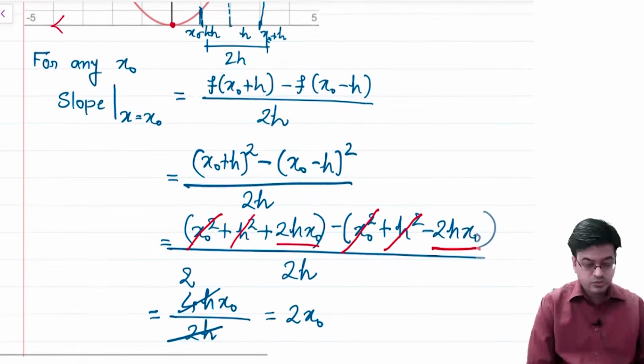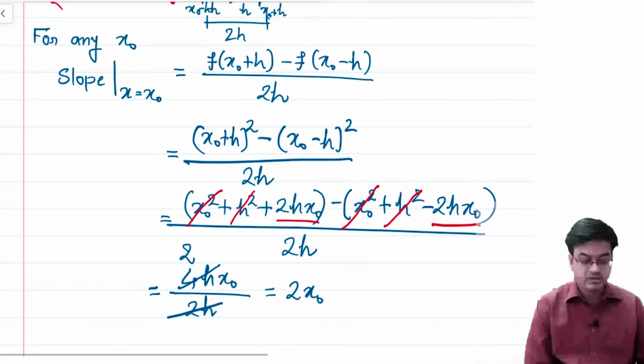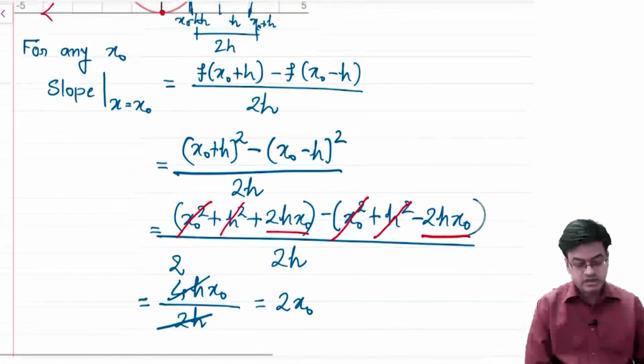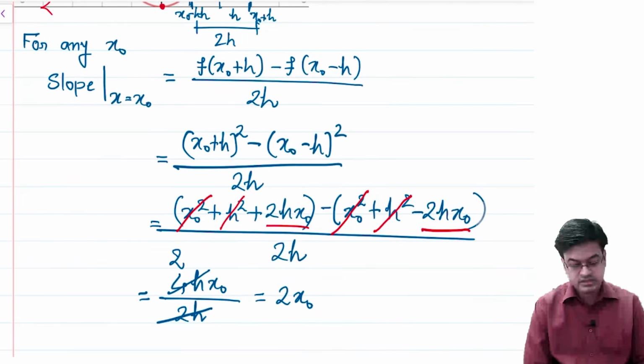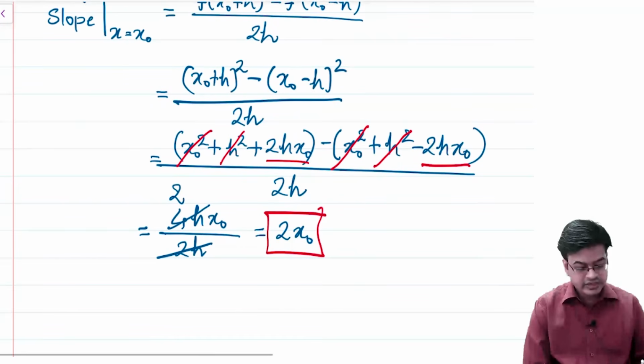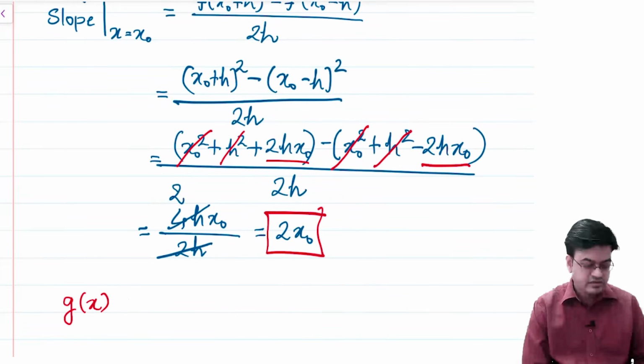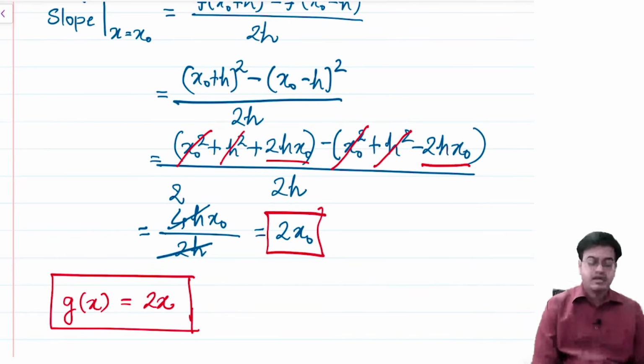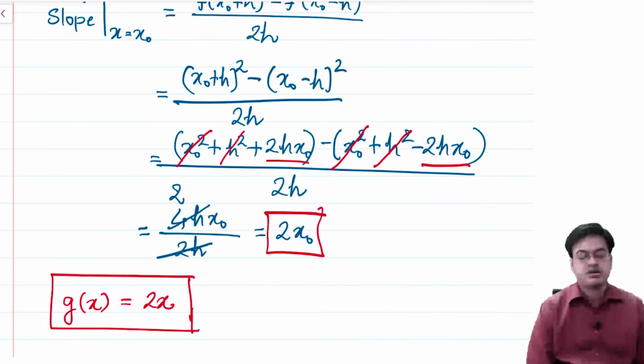So what is the slope at any point x naught? Slope on this curve at any point x naught, it is 2x naught. The answer is 2x naught. So in particular you can see this is nothing but another function g of x, which is equal to 2x, and this is the slope of this particular quadratic function. Let us now generalize this concept to any quadratic function.